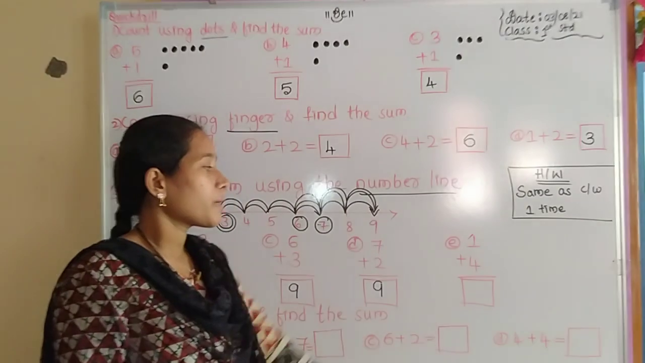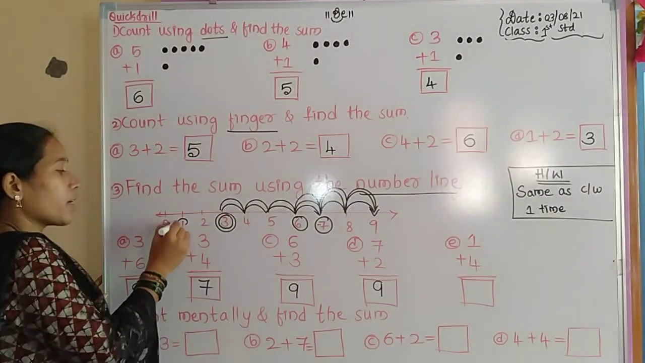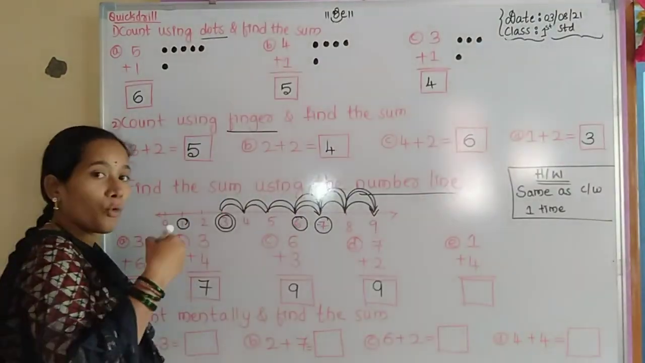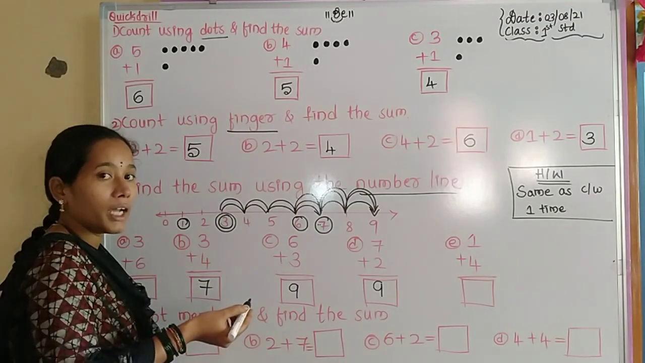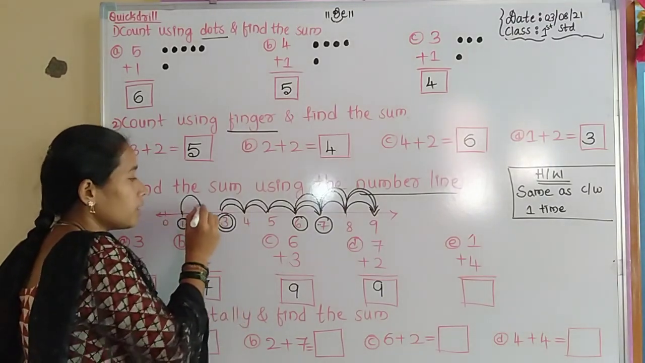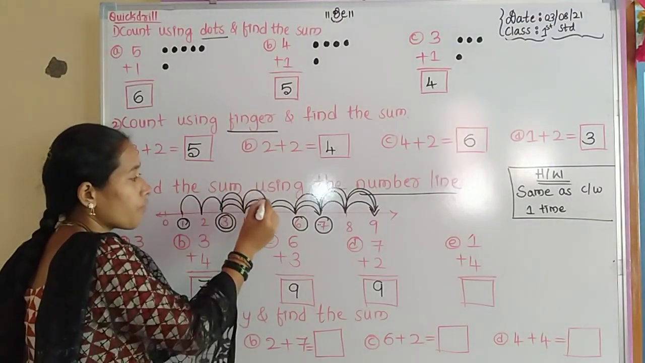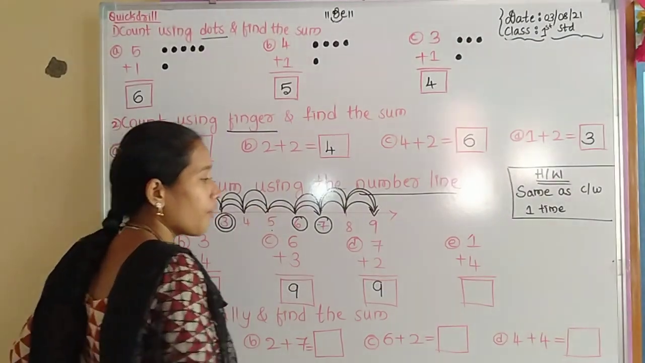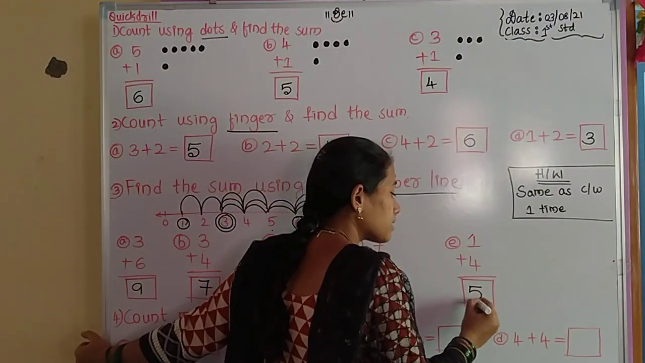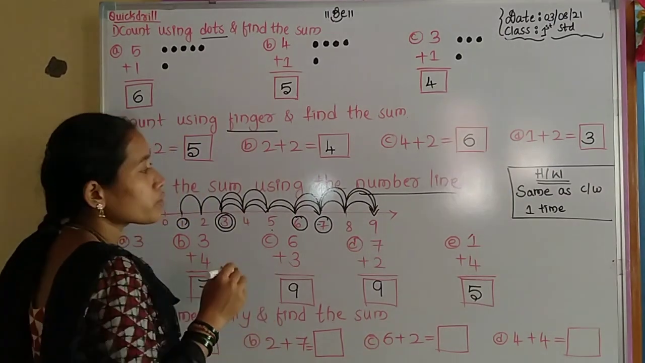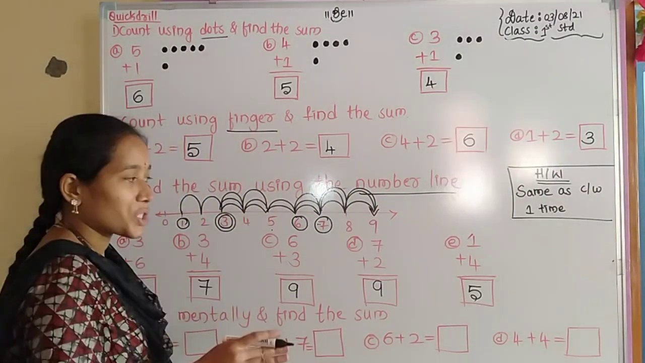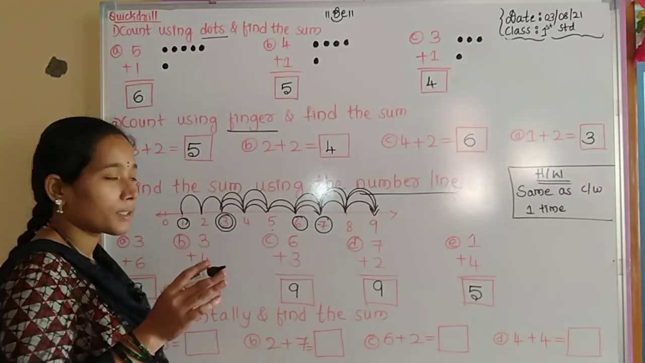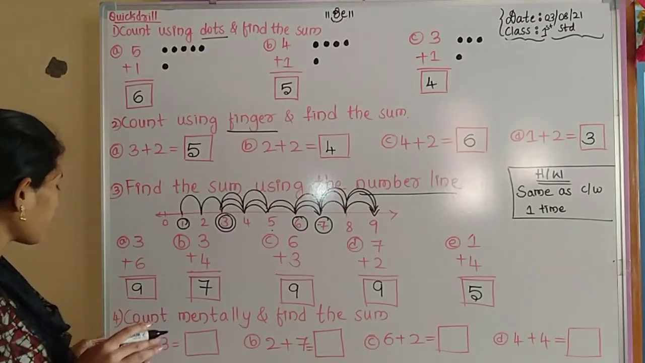Then E. 1 plus 4 is there. Represent 1 on the number line and move 4 steps forward from the number. 1, 2, 3, 4. What's the number here? 5. 5 is the answer for that. This is the use of the number line in the addition process to find the sum. Okay. The next one, fourth one is there.